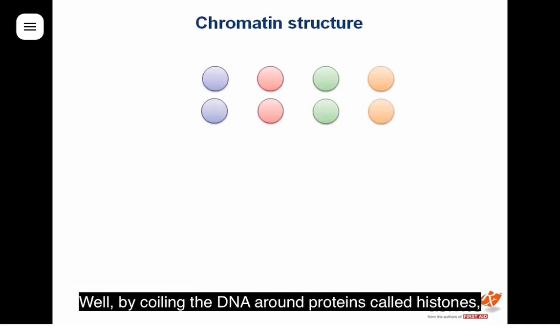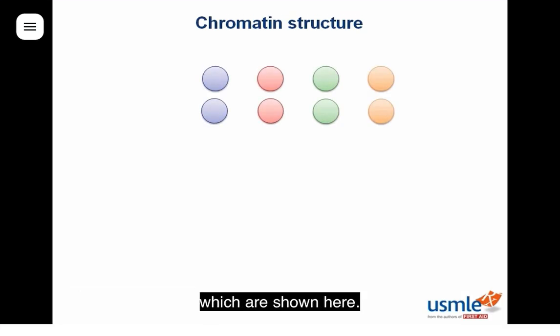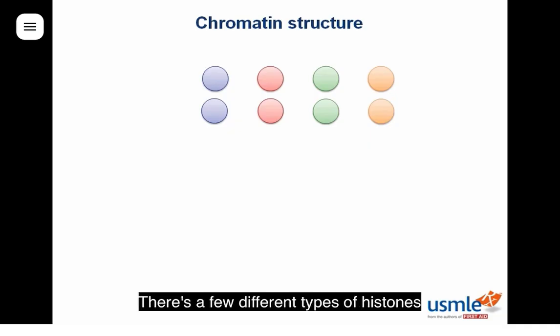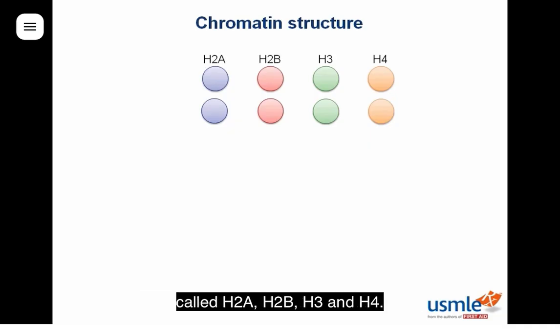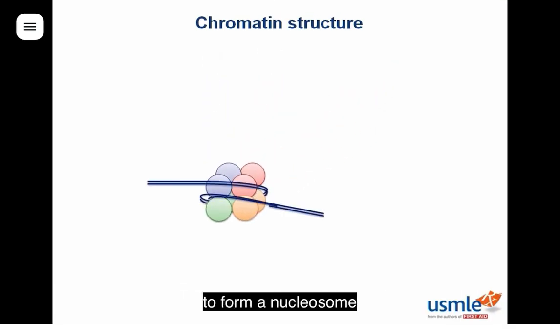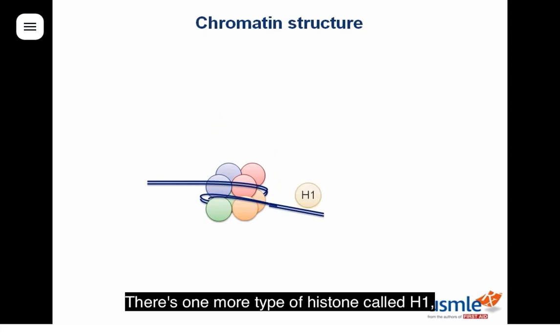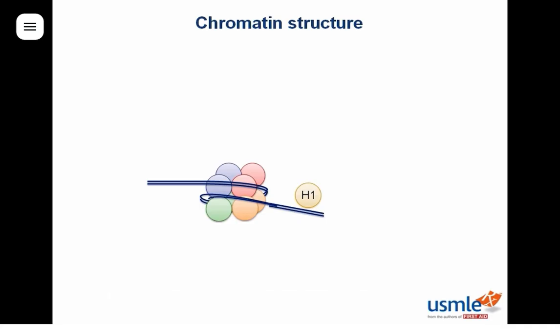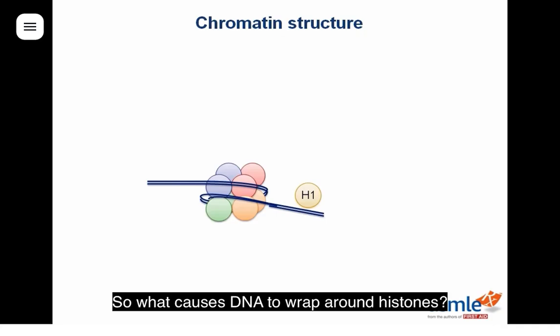Well, by coiling the DNA around proteins called histones, which are shown here. There's a few different types of histones, called H2A, H2B, H3, and H4. These aggregate together, and DNA wraps around them twice to form a nucleosome. There's one more type of histone, called H1, which is not in the nucleosome, but along the DNA that links nucleosomes together. So what causes DNA to wrap around histones?